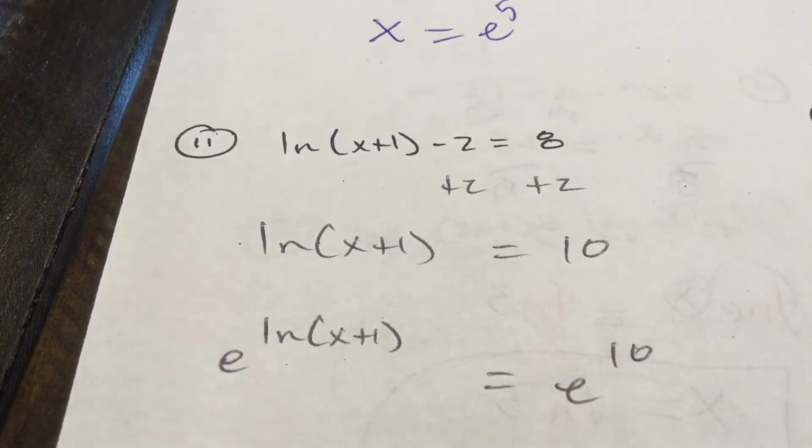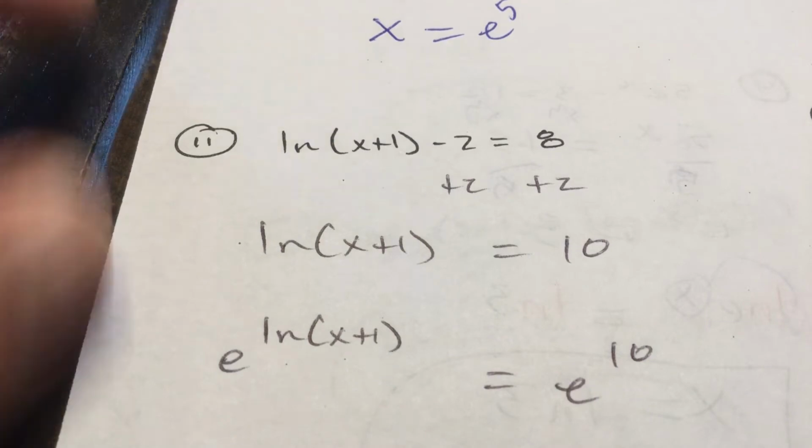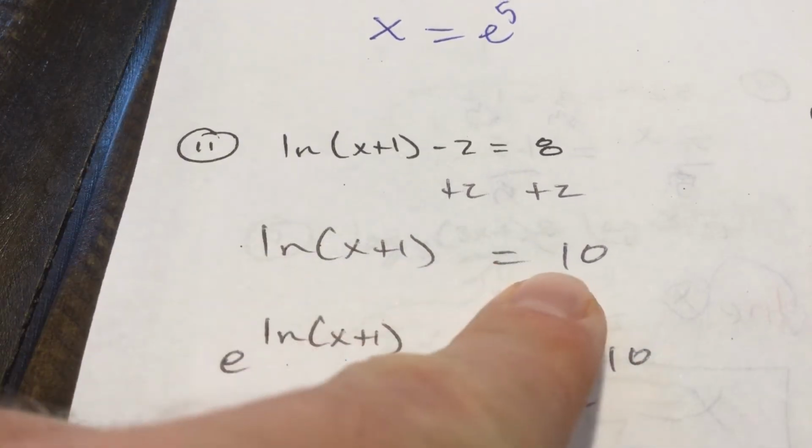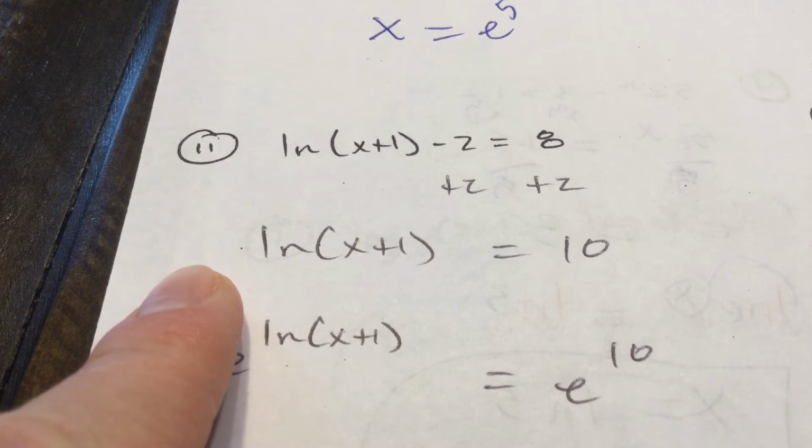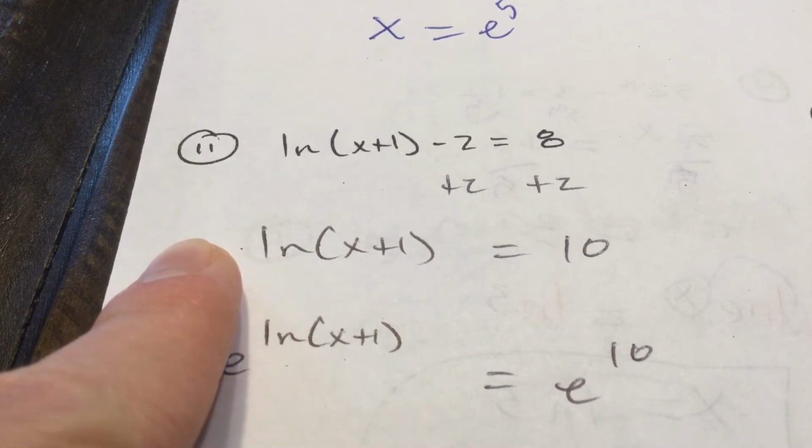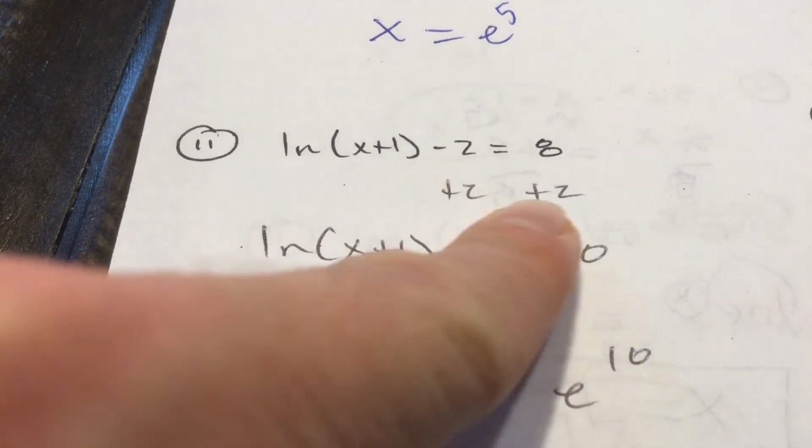All right, I'm going to add 2 to both sides. And I have natural log of x plus 1 equals 10. The natural log is all by itself. I'm not multiplying it by anything. I'm not adding or subtracting anything. I already got rid of that.